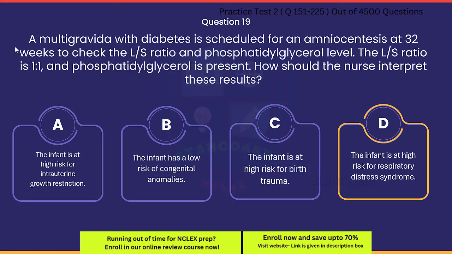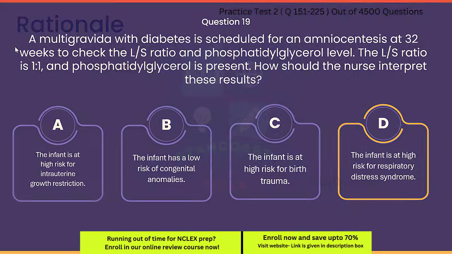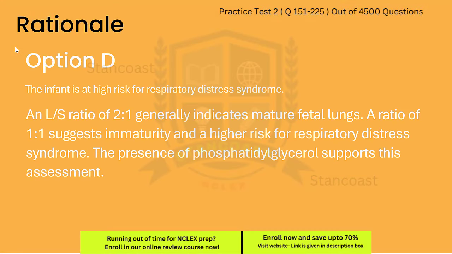The correct answer is D. The infant is at high risk for respiratory distress syndrome. A lecithin-sphingomyelin ratio of 2:1 generally indicates mature fetal lungs. A ratio of 1:1 suggests immaturity and a higher risk for respiratory distress syndrome. The presence of phosphatidylglycerol supports this assessment.